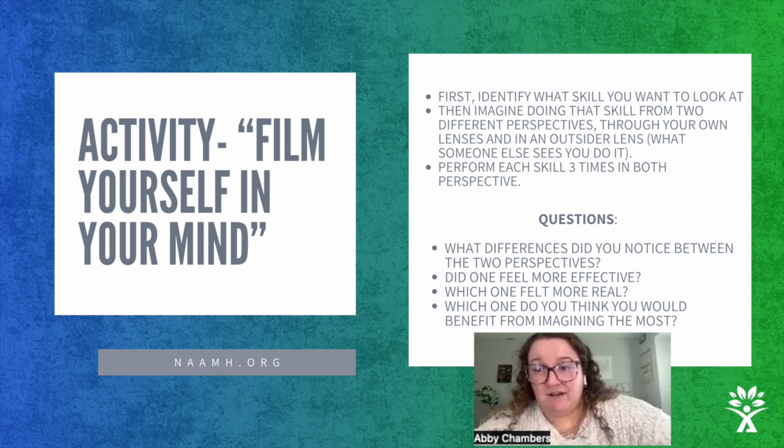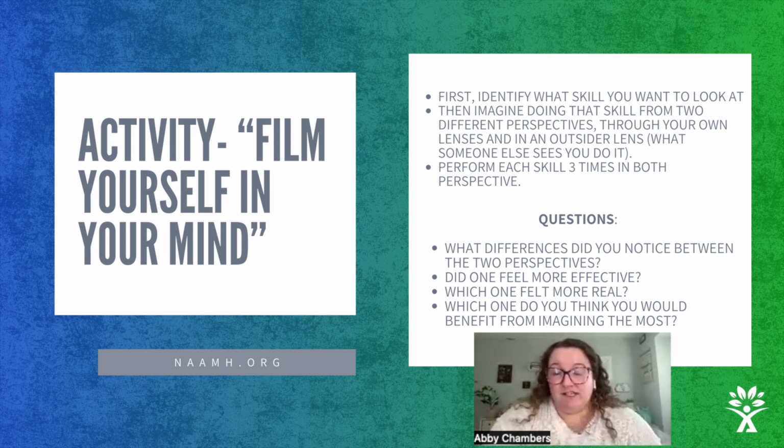I want you to identify a skill that could be used at that competition and then look at yourself doing it from two different perspectives. One perspective is through your own eyes, how you would normally see the skill being done, meaning all the stuff around you. And another one would be from the lenses of someone else. I want you to perform each skill 3 times in both perspectives, so 6 times total. And then we will reconvene and go over the different questions.